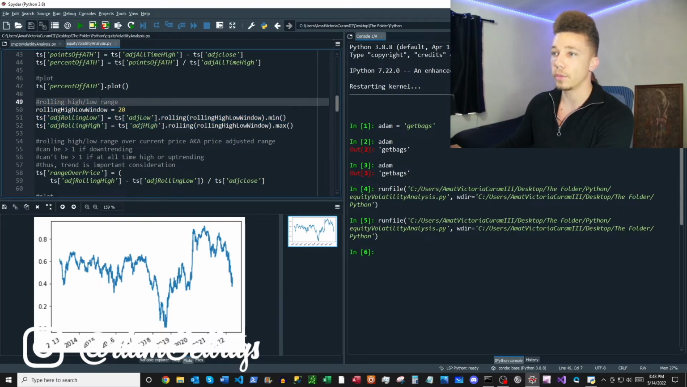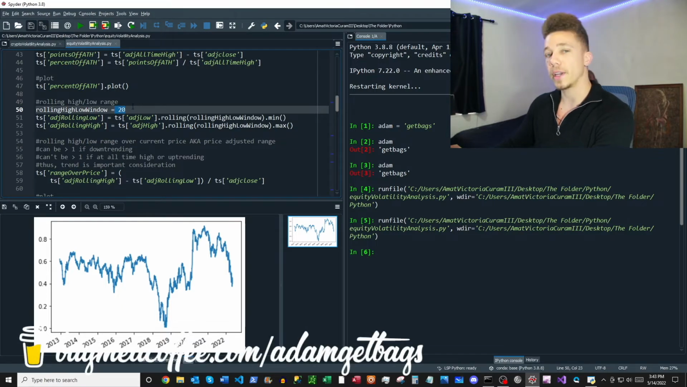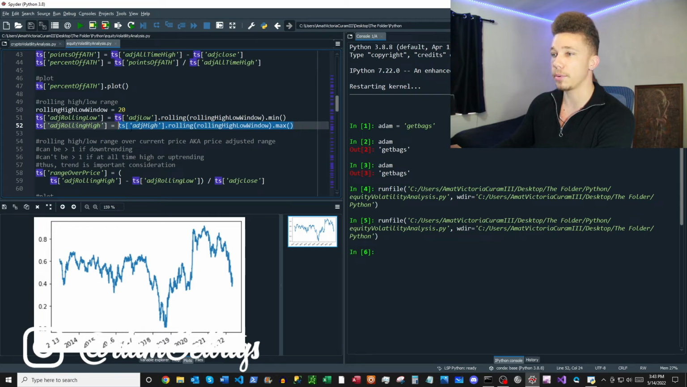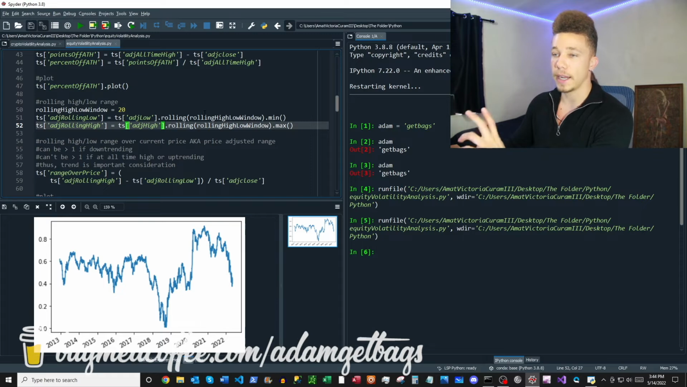Okay, next we have a rolling high and low range. So here, since it's an equity time series, we have 20 days, which is just 1 month of trading. So we're having a rolling period of lows. So we're finding the minimum low value in the past 20 trading days. Same here with the high price. So now we can create a rolling range of our high-low price.